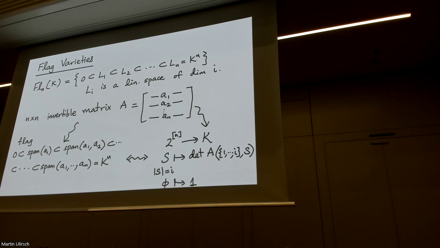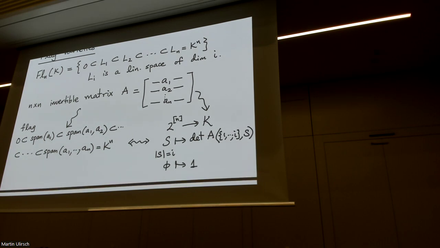How do you give it coordinates? How do you write down a flag? One way to write down a flag is to write down an n by n matrix, where the first row spans the line, the first 2 rows span the plane, the first 3 rows span the 3-plane, and so on. One way to write down a flag is by this n by n matrix. And then from the n by n matrix, you can remember the Plücker coordinates of just the first row only, or the first 2 rows, or the first 3 rows, and so on.